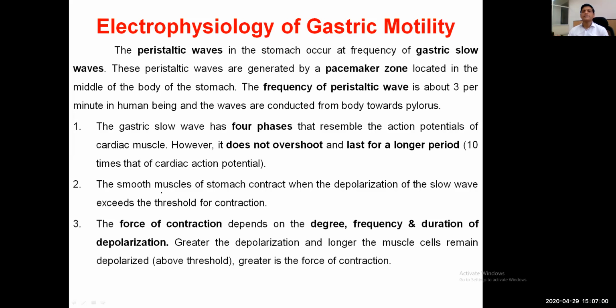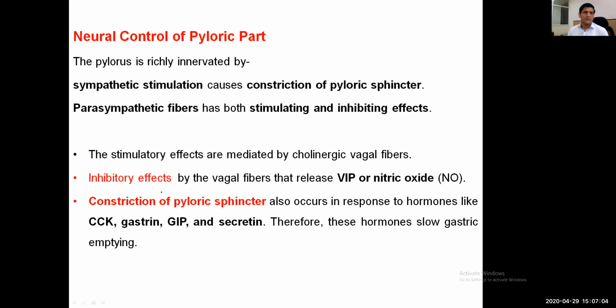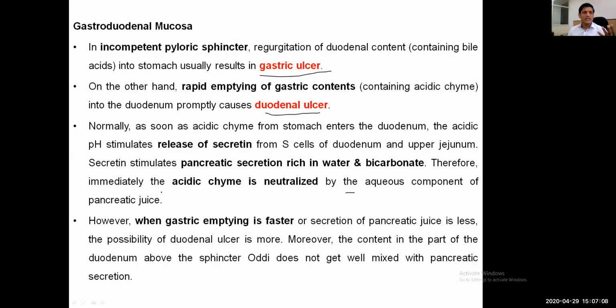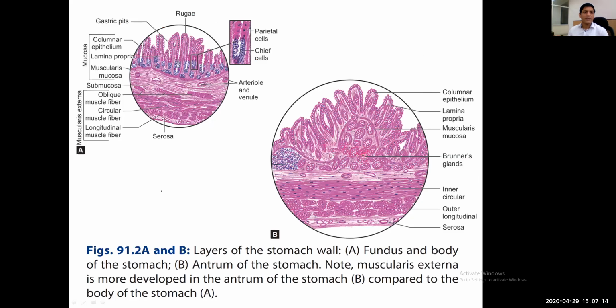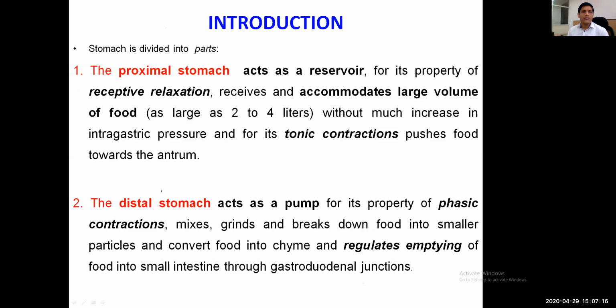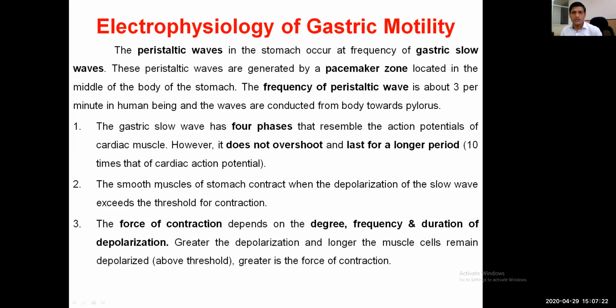As we have seen, the innervation of the stomach, neural control of the pyloric part, gastroduodenal mucosa properties, properties of the gastroduodenal junction, and the parts of the stomach till now. Now we will see the electrophysiology of gastric motility.